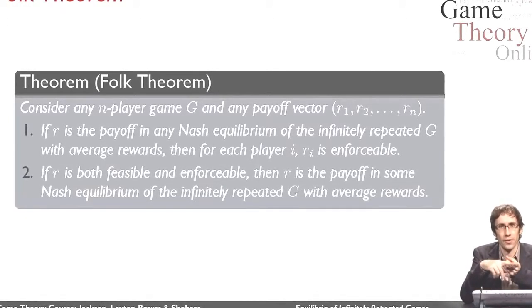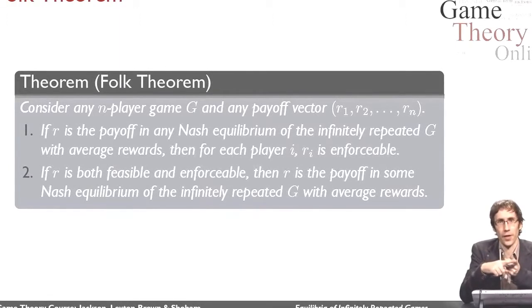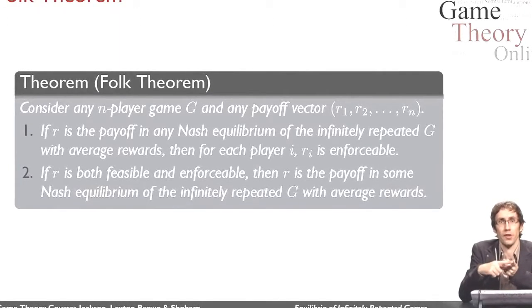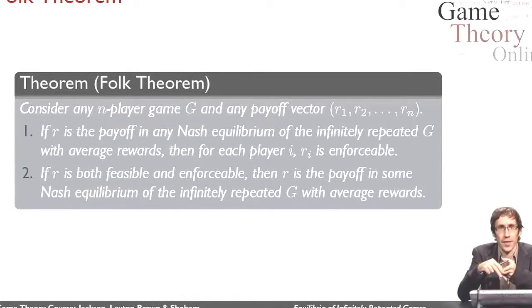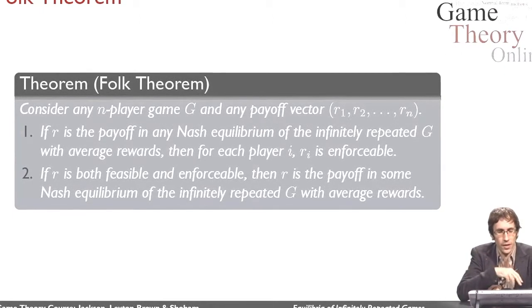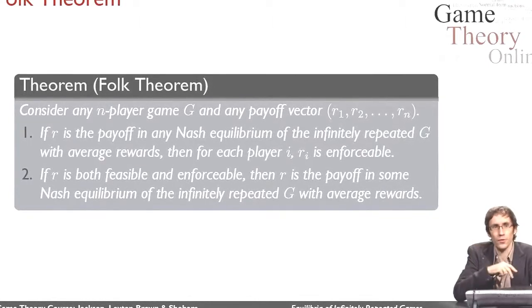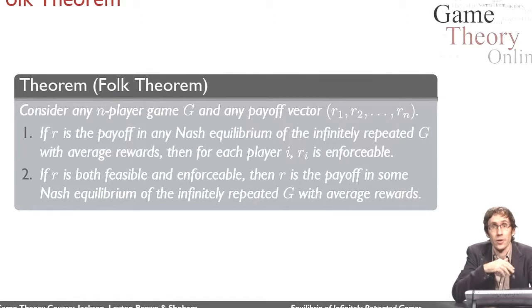Enforceability seems like a very small thing. It says you're getting no less than the payoff that you get if everyone punishes you as much as it's possible for them to punish you. And feasibility says it's possible to get these payoffs in the game at all. And the folk theorem says that's basically it. As long as you meet those two conditions, you've got a Nash equilibrium. That's basically what there is to say about Nash equilibrium.